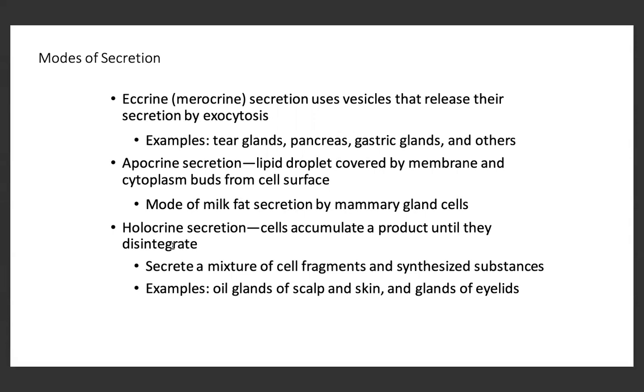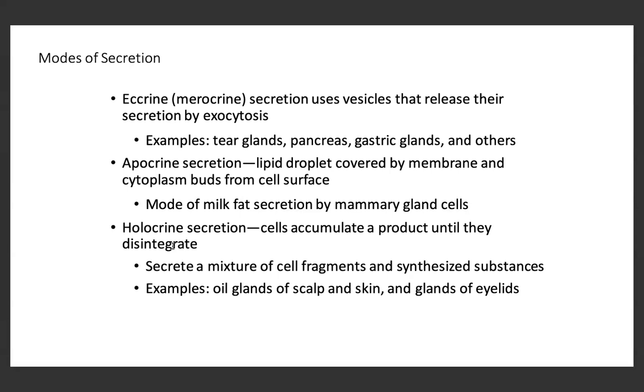If only a little bit of substance needs to be secreted, then vesicles will form to bring the fluid to the surface of the cell, surface of the tissue, the epithelial tissue, so that it can be released. If a moderate amount of this substance needs to be secreted, then vesicles won't get the job done. It wouldn't be the most efficient way.